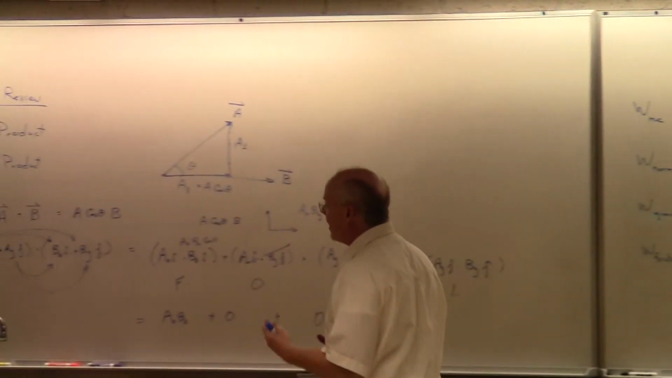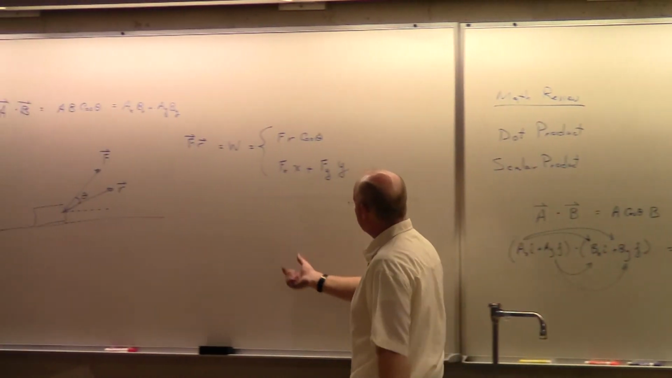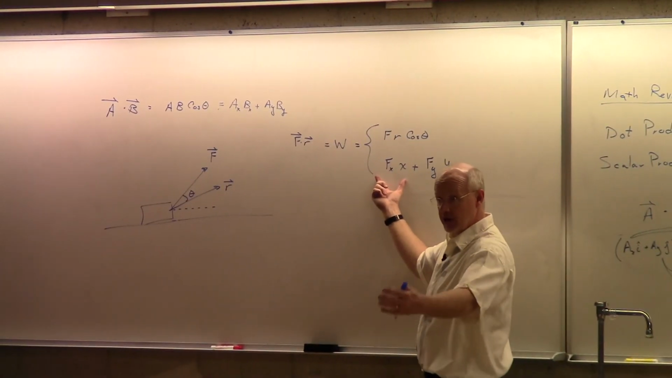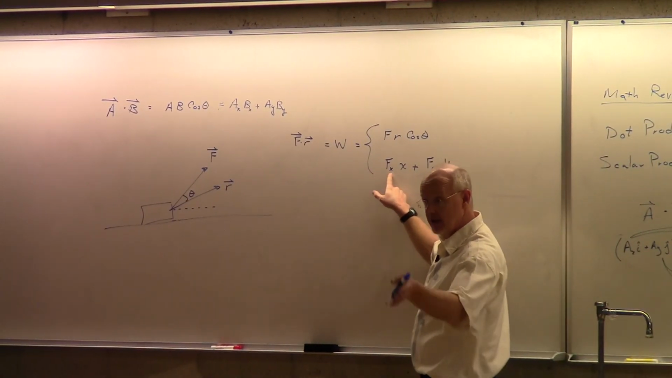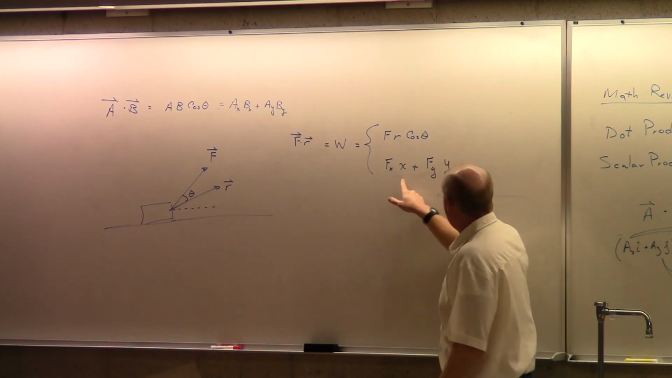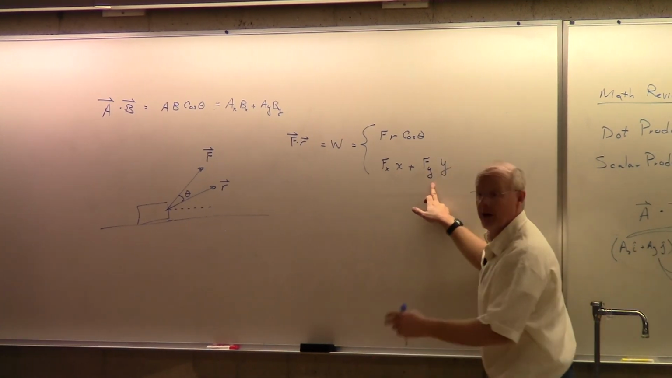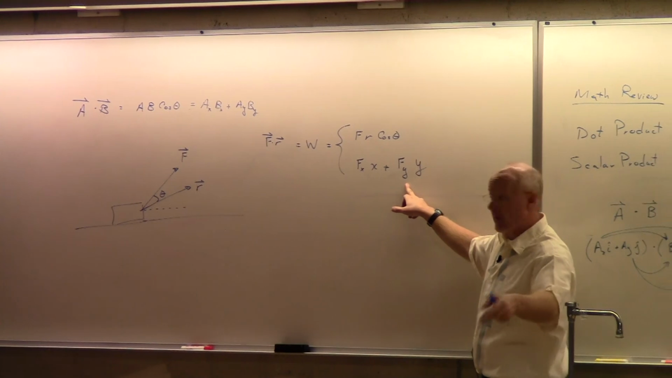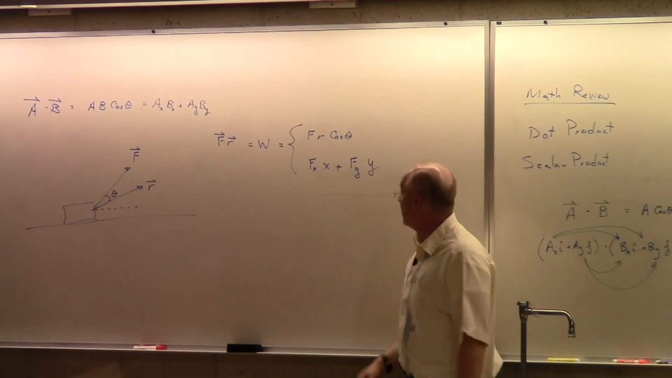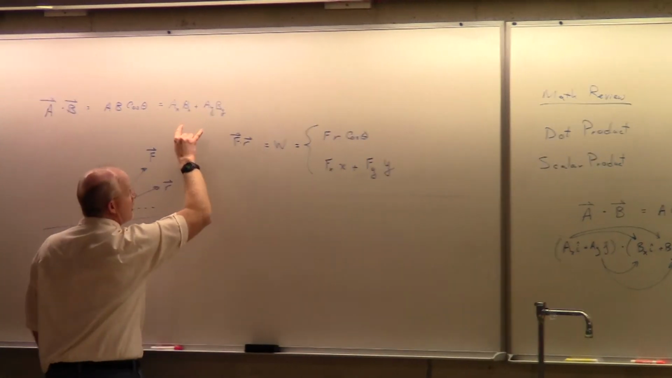We can say that we get a certain amount of work because it moved in the x direction. So this is the amount of force in the x direction. This is how far it moved in the x direction. Add to that, how much force did you apply in the y direction, and then how much did it move in the y direction? That's what this definition will give us.